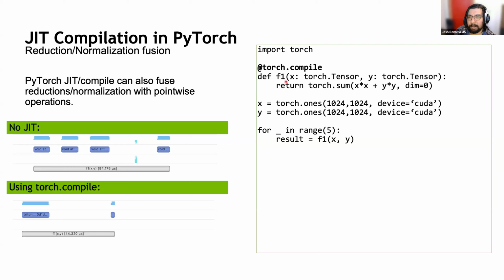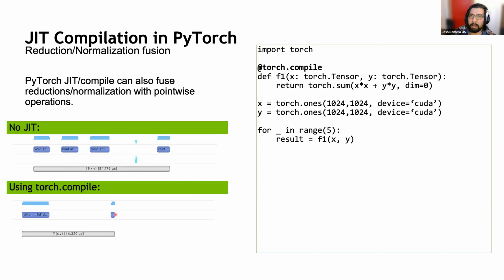This is a function here that does x squared plus y squared, and it does a sum, kind of like a norm. We see here that PyTorch is actually able to compile through this sum. It compiles it into 2 kernels instead of 4. I think one of them is a final reduction kernel, but still an interesting feature.